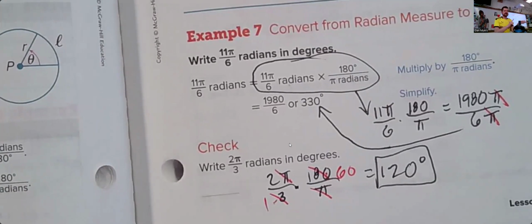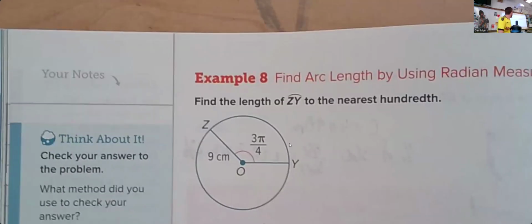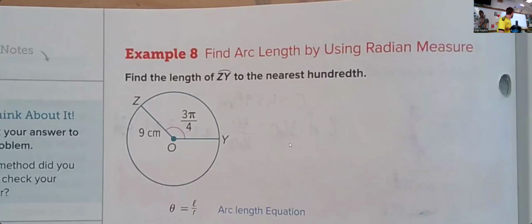Any questions on conversions between degrees, radians, radians, degrees? Just make sure you use the right version of that fraction. Otherwise, it's not going to work. Okay. Last page. Let's keep going. And then you're going to have a lot of work time today, which is good. All right, example 8. Finding arc length by using radian measure.